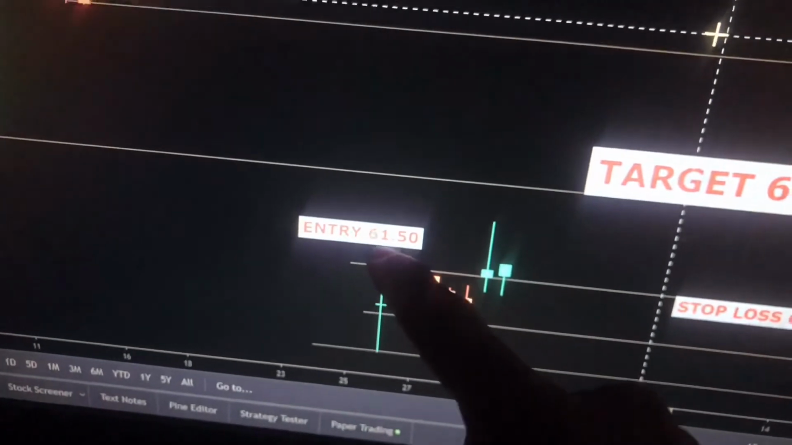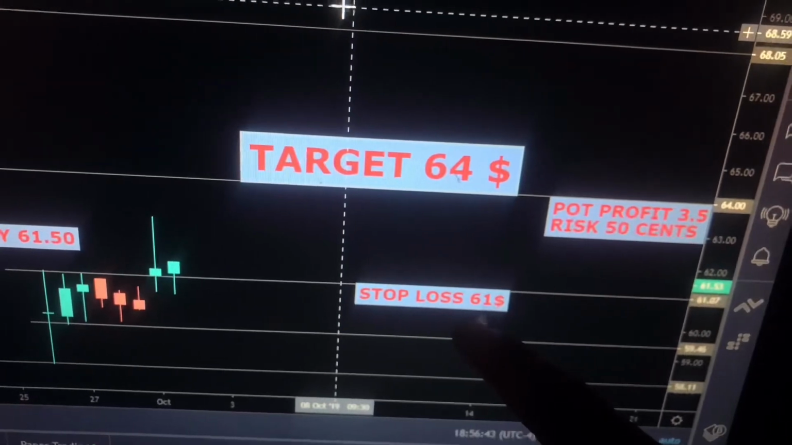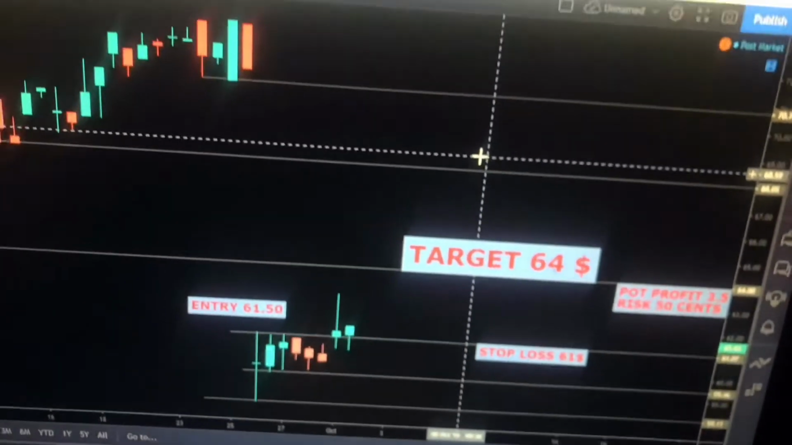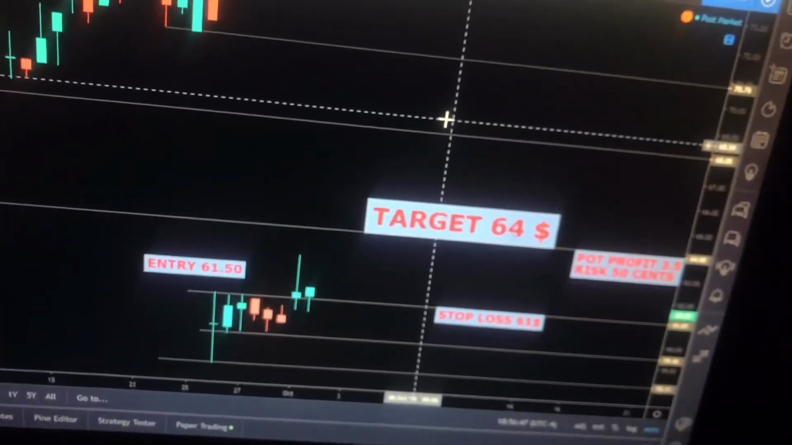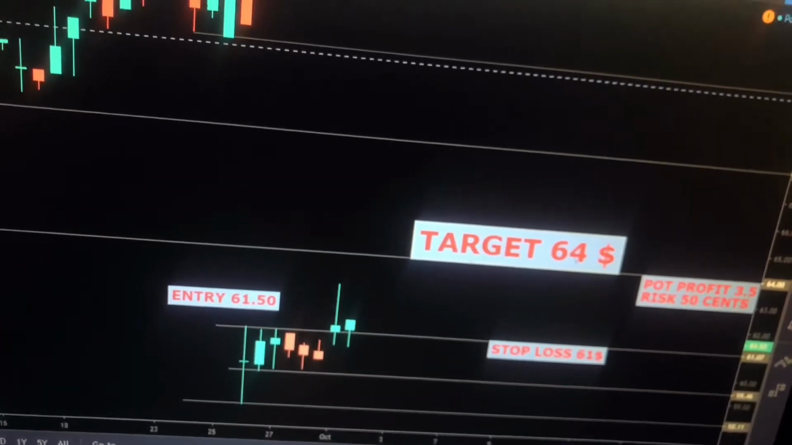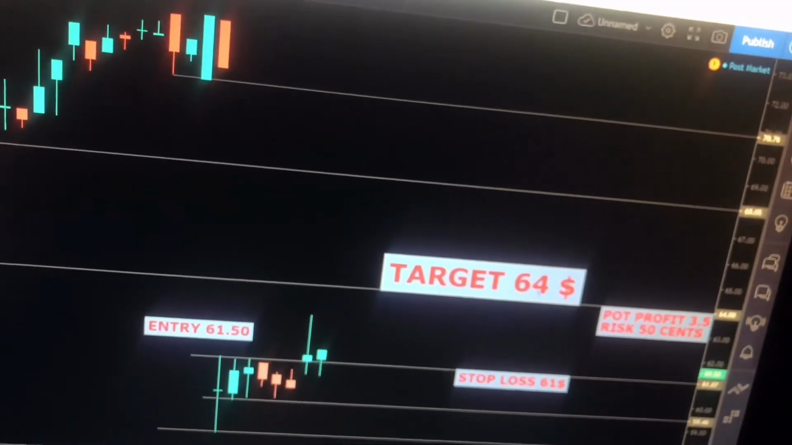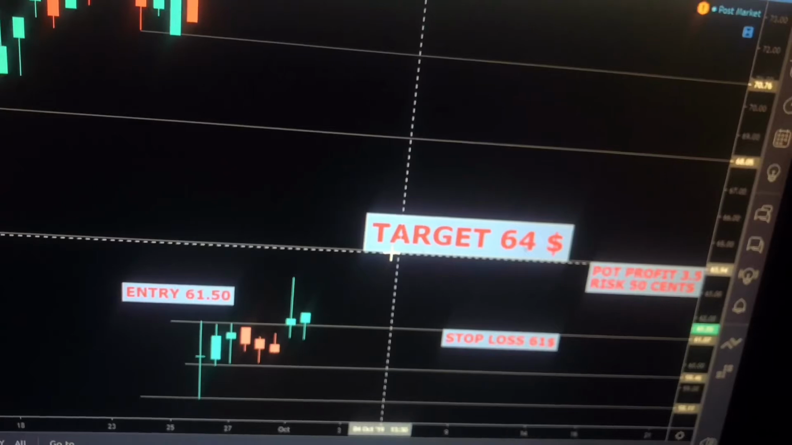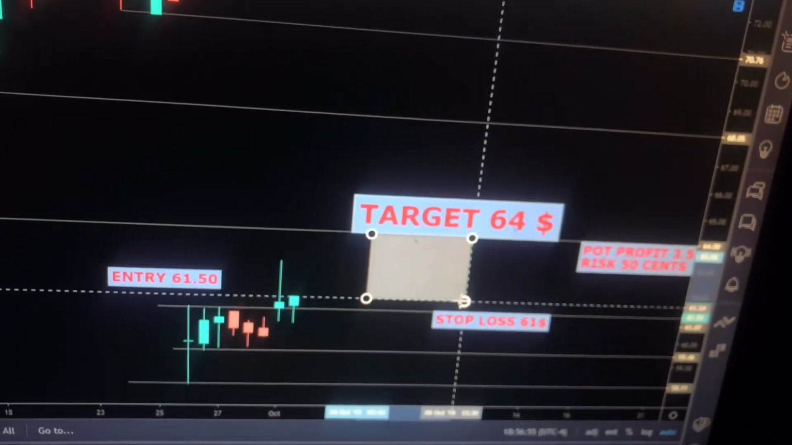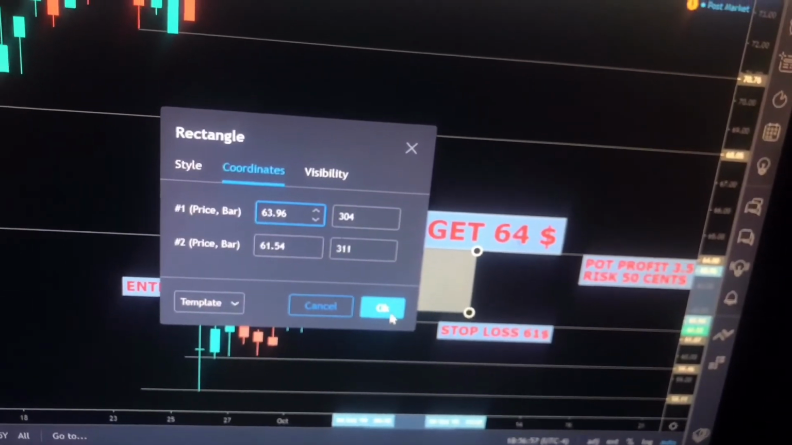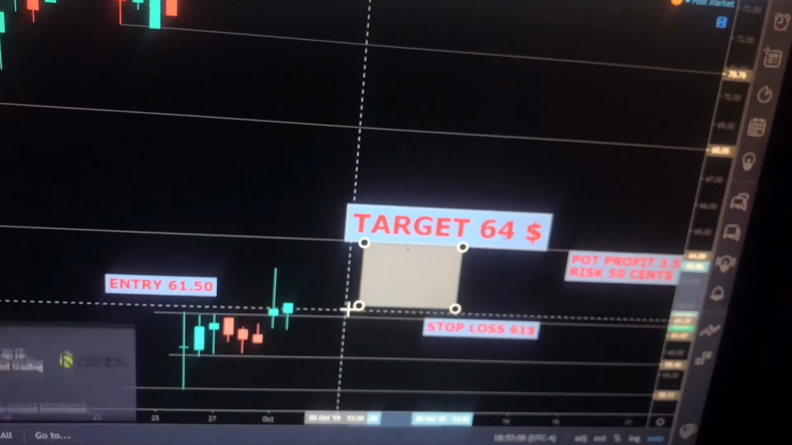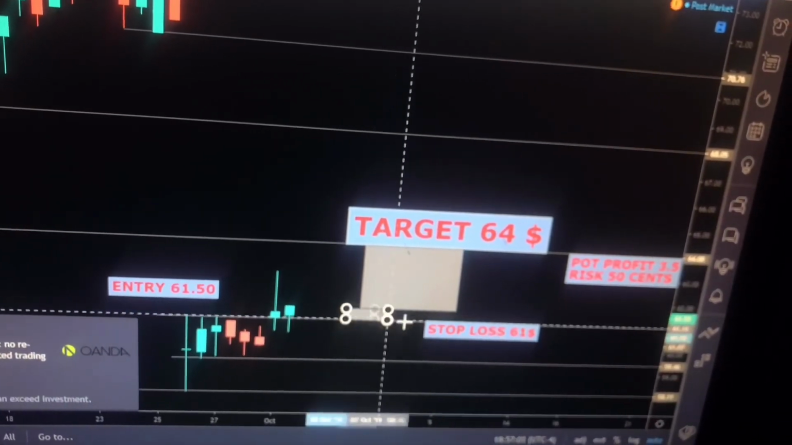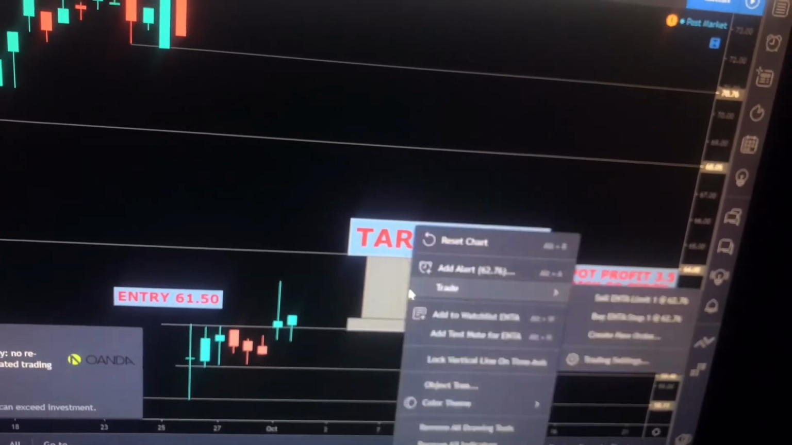My entry is $61.50. My stop loss is $61, and my target is $64. This is how you plan out the trade. This is how you always want to plan out any trade you get into. Let's look at the profit margin. Check this out. This box is the profit margin. That's where I'm entering, right? And then this small box down here is going to be the risk. So we're going to make this green.